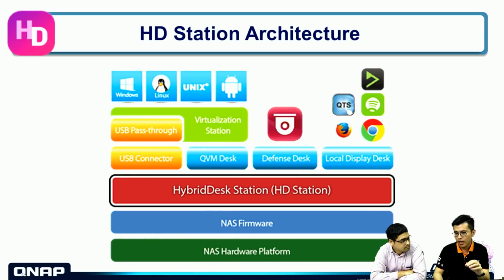So this is about the HD Station architecture. As you can see, the HD Station is running on top of QTS, which is the NAS firmware. And then there are 3 different desks, including the QVM desk. It's used for operating virtual machines because we add a shortcut to the virtual machine console. For the defense desk, it's about surveillance. If you have installed Surveillance Station and already connected some IP cameras, you can use the defense desk to check or monitor where the IP cameras are. And the local display is for the normal user who wants to do office-based applications such as LibreOffice, surf the internet, or play some video or music. You can use the local display desk. This is about the HD Station.